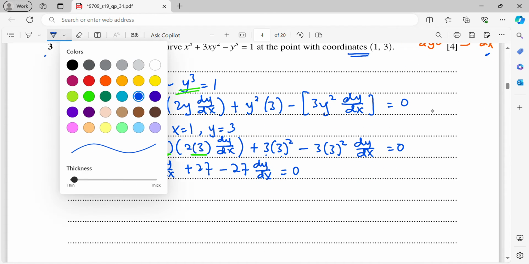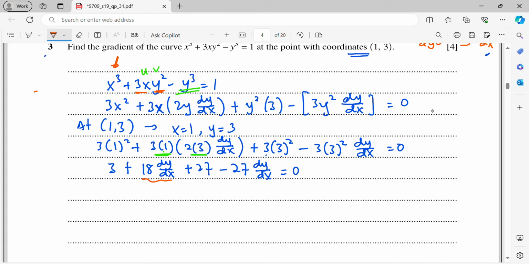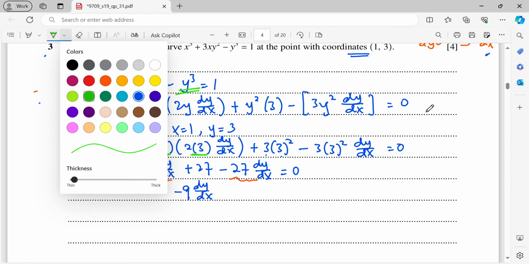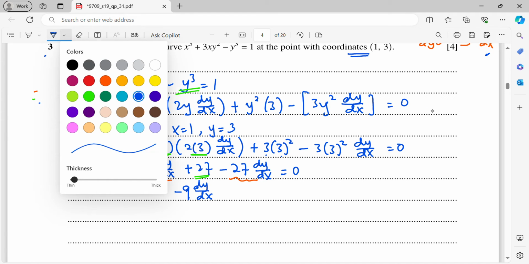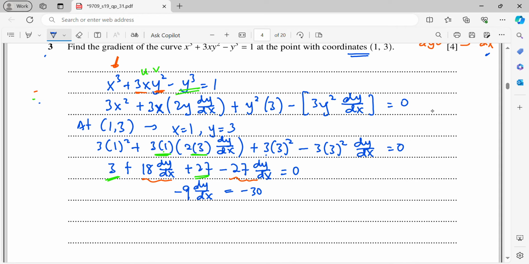So from here, when I simplify, plus 18 dy/dx minus 27 dy/dx, that is minus 9 dy/dx. Then here, 3 plus 27, that is 30. Positive 30, when you move to the other side, it becomes negative 30. So obviously the minus can be cancelled off. Therefore, my dy/dx is basically 30 over 9. That is 10 over 3. Okay, so done for question number 3.